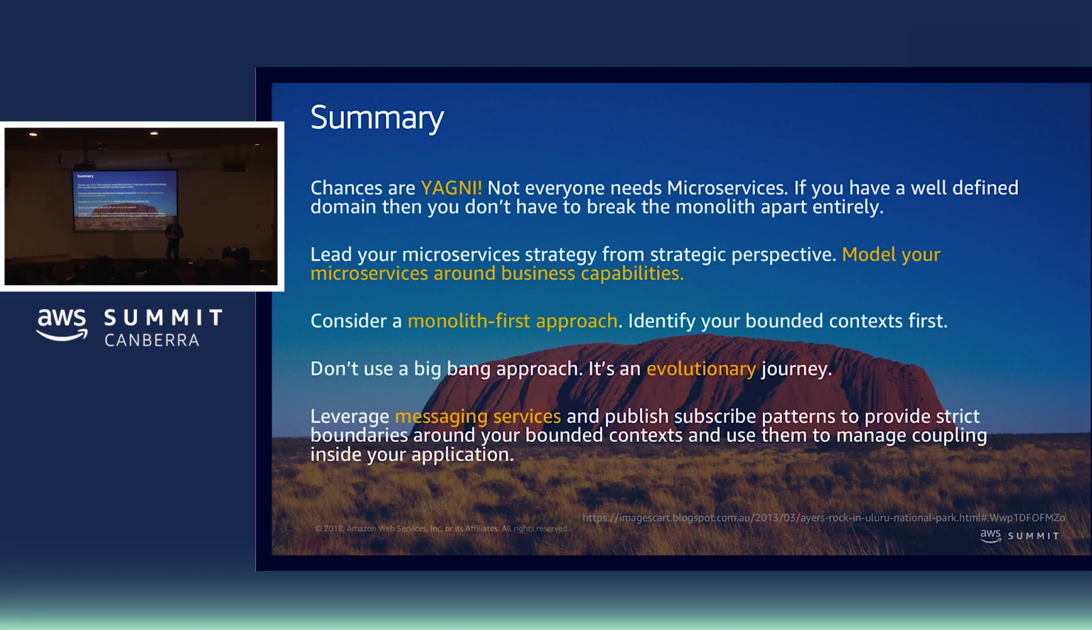And don't use a big bang approach, right? Just like Amazon, this is going to be an evolutionary journey that's going to take time. And adopting organizational structures and team structures that help support your microservices strategy is also a critical part, so don't forget that. And look at and leverage messaging services in your applications. You aren't going to successfully decouple anything without them.